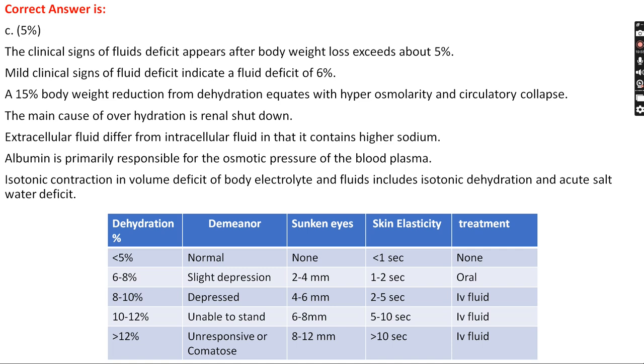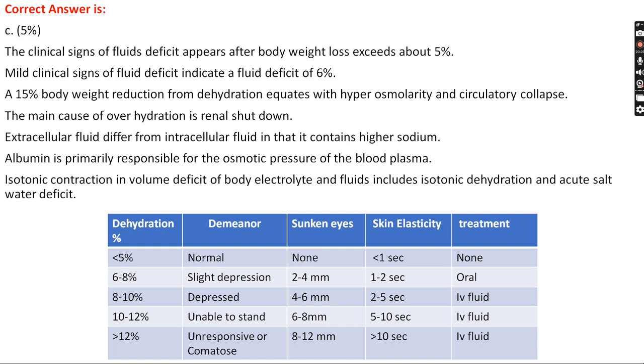Mild clinical signs indicate a loss of body fluid if the body weight loss is above about 6%. At 15% body weight reduction from dehydration, it indicates a condition of hyperosmolarity and a chance of circulatory collapse. Sometimes over hydration occurs. The main cause of over hydration is a kidney shutdown condition, like renal shutdown.